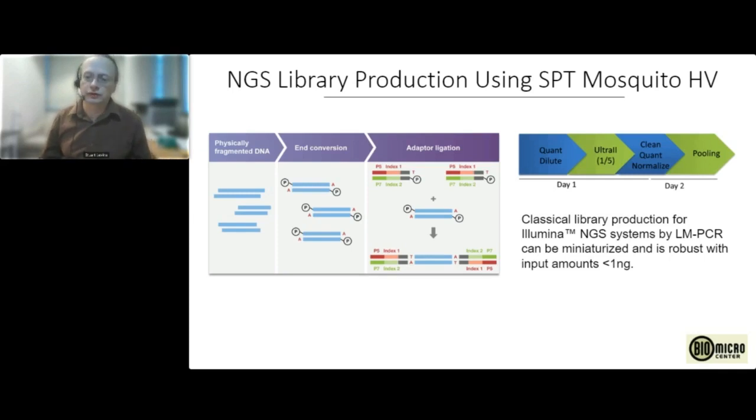Then we do an Ultra II library prep, using the NEB Ultra II kit at a 1:5 dilution. We then clean this, quantify, normalize, and then pool this, also using automation.